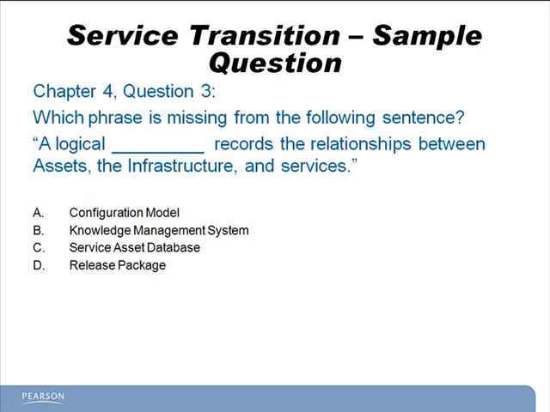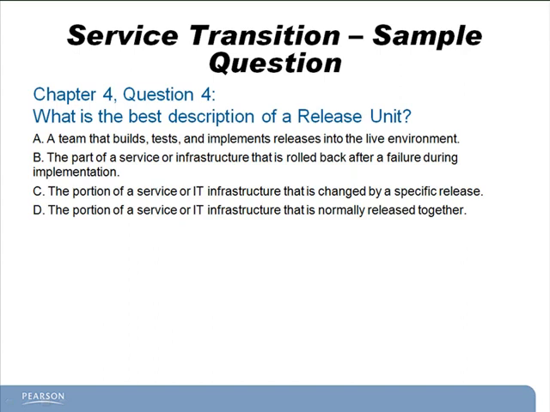Question 3. Which phrase is missing from the following sentence? A logical blank records the relationships between assets, the infrastructure, and services. The answer is A. Question 4. What is the best description of a release unit? The answer is D.